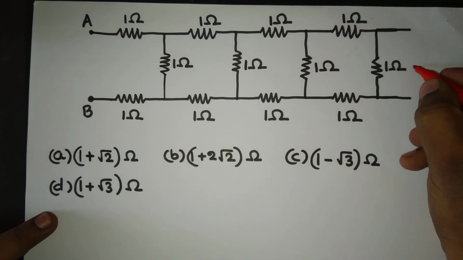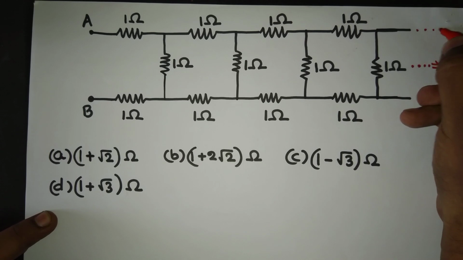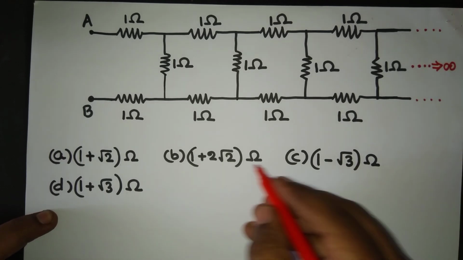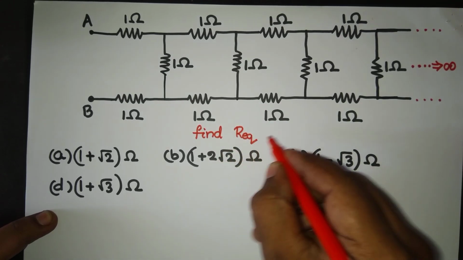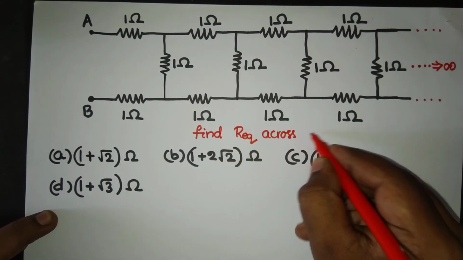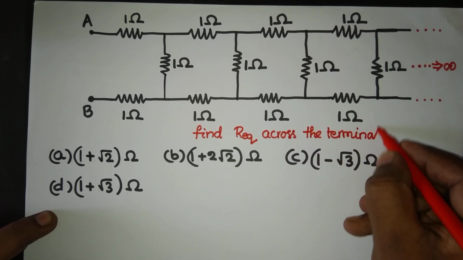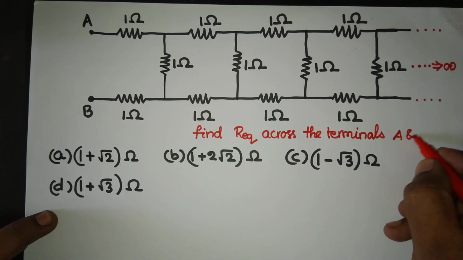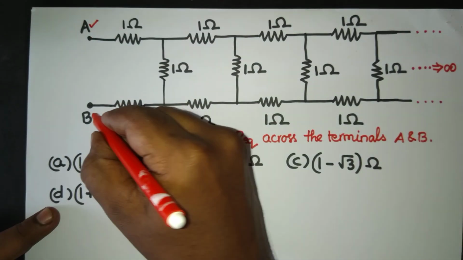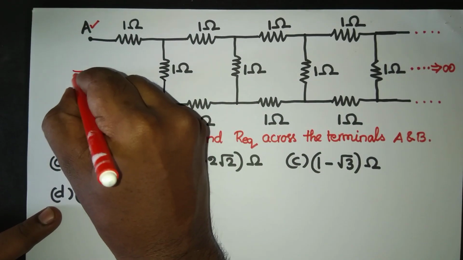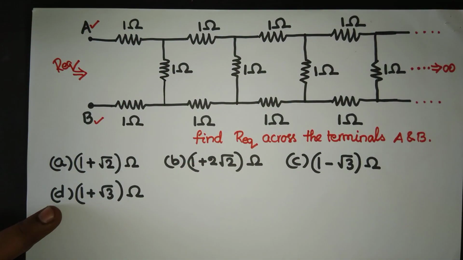Here we have a network. This network is extending up to infinity. Now the question is to find R equivalent across the terminals. The terminals have been marked as A and B. So we need to determine the equivalent resistance across terminals A and B.